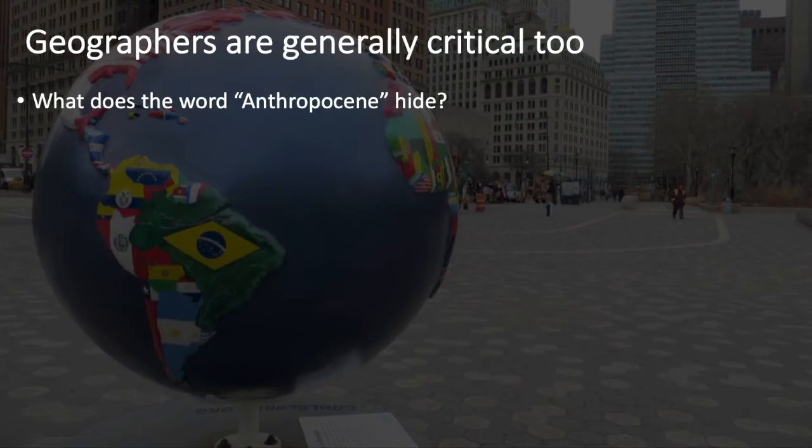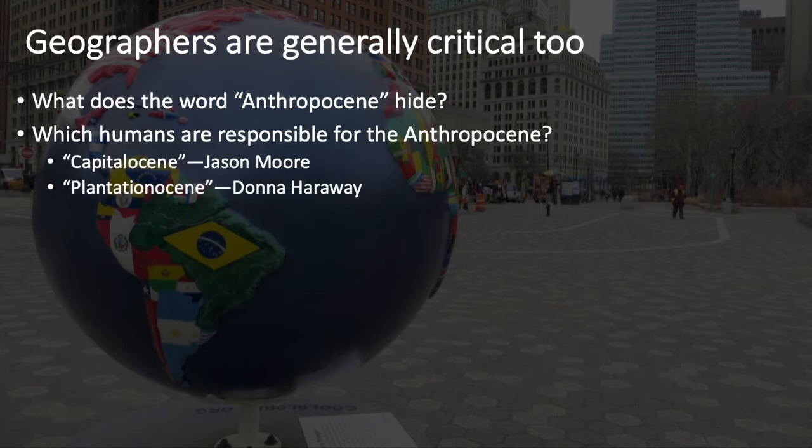This is something that geographers have been really engaging with too, and it's more from the discursive side. What does the word Anthropocene hide? As you can read between the lines, you have the first part, anthros, which refers to humans, right? So this is the epoch of the humans. But what does that word hide? Which humans are responsible for the Anthropocene? Is it Native Americans, or is it capitalists? Is it industrialists? Who is responsible for this world that we're living in?